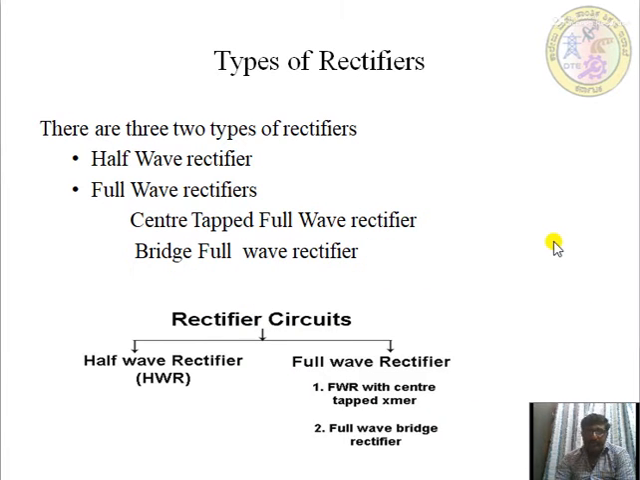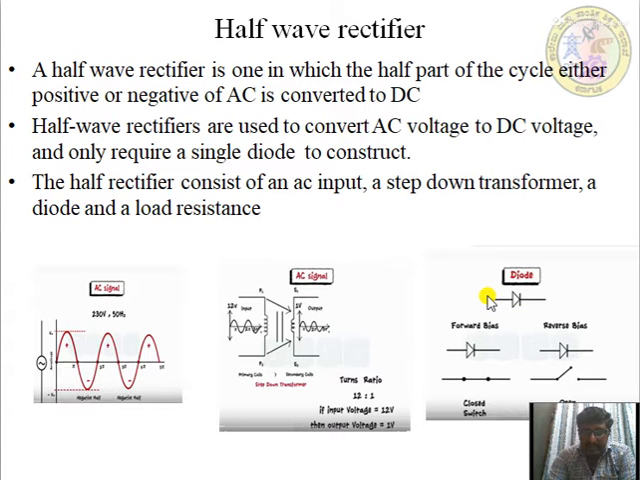Next, what are the types of rectifier? There are two types of rectifiers: the half wave rectifier and the full wave rectifier. In the full wave rectifiers we have the center tapped full wave rectifier as well as the bridge full wave rectifier. So the types are half wave rectifier, center tapped full wave rectifier, and bridge full wave rectifier.